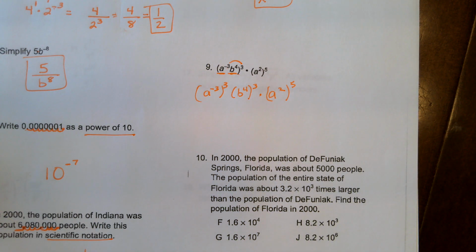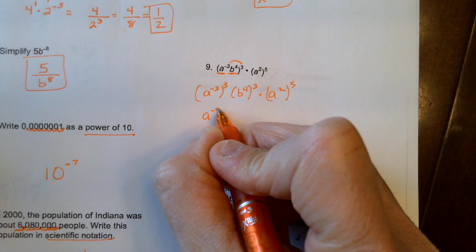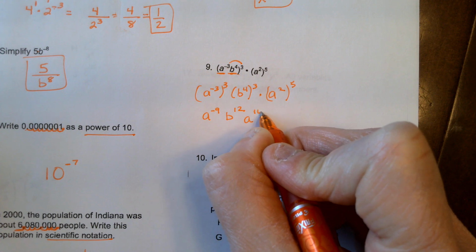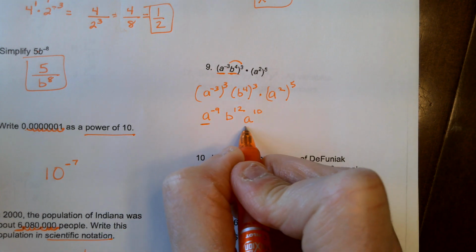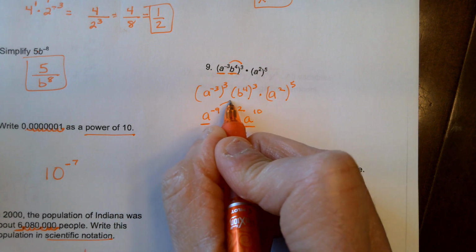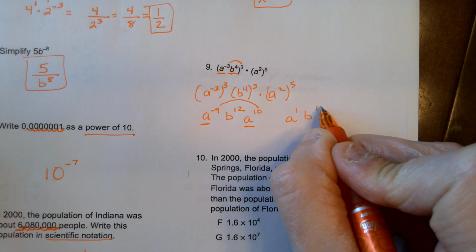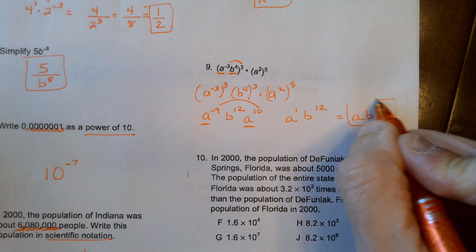Now they all kind of look alike. Let's just do it. When it's power to power, we multiply. A to the negative 9th times b to the 12th times a to the 10th. And lo and behold, we have two of the same base that are multiplied, so we will add the exponents, and we get a to the first times b to the 12th, which can also be written as ab to the 12th.